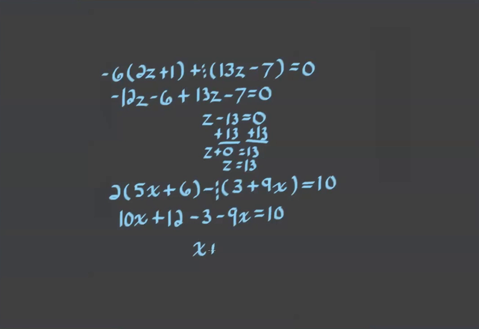Now we can move over our 9 by subtracting 9 from both sides. This leaves us with x plus 0. If you take away 9 from 10, that leaves you with 1. If you add nothing to x, it's just x, which is 1.